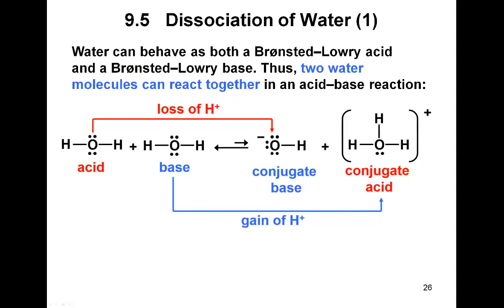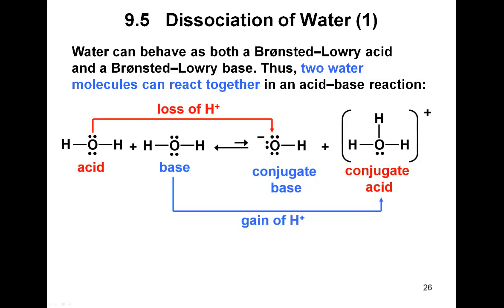The other molecule of water, acting as a base, will accept the proton. And so one of the lone pairs will become a bond with another hydrogen. And that's going to be the H3O+ to the right. The proton comes with a positive charge, so that's why it's positively charged. And this H3O+ is the hydronium ion, and that's the conjugate acid to the base, to water as a base.